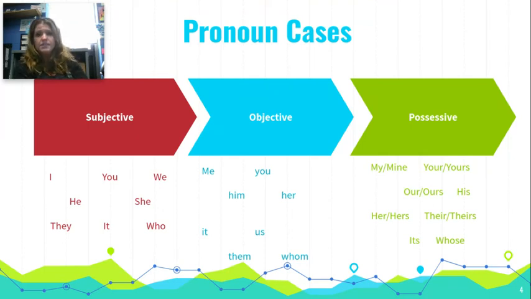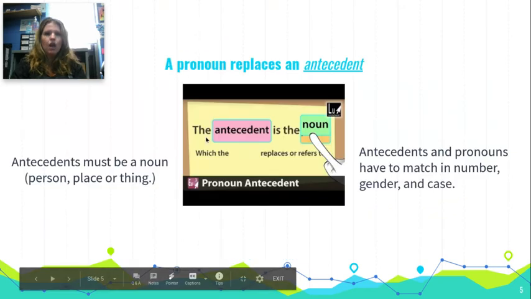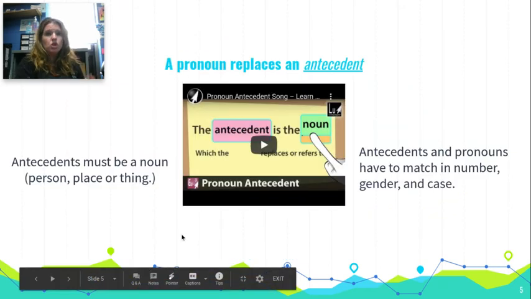And then we have the possessive: my and mine, your and yours, our and ours, his, her and hers, their and theirs, its and whose. Remember, to know if I use the your or the yours, I would just read the sentence and see whatever makes sense in the sentence.